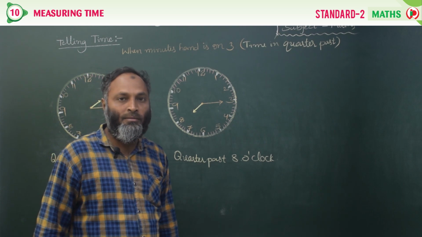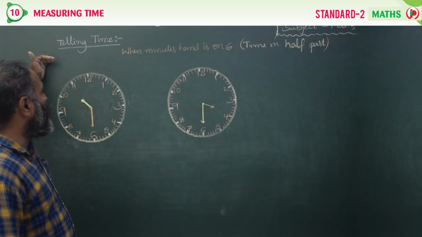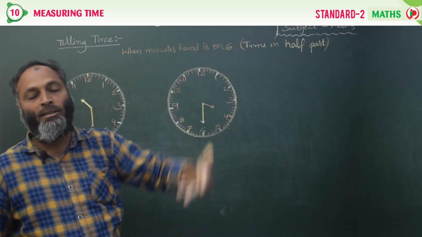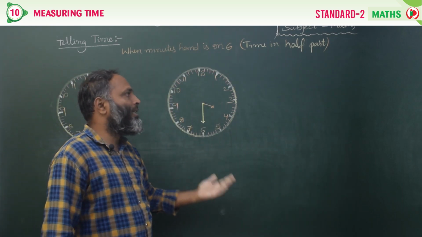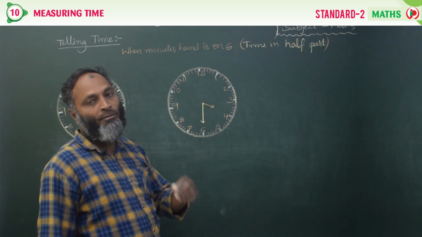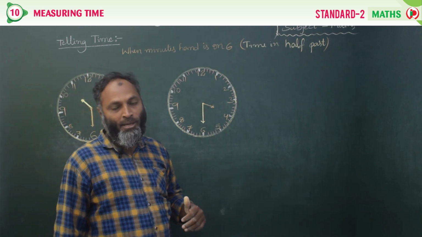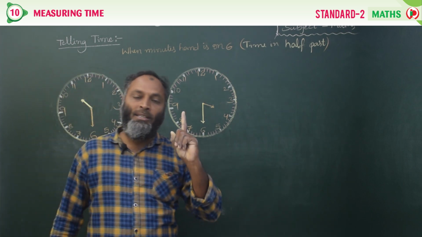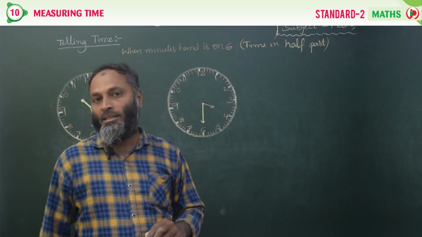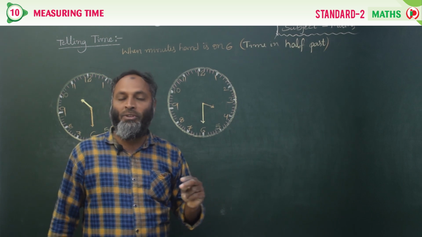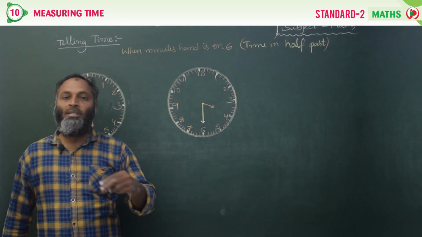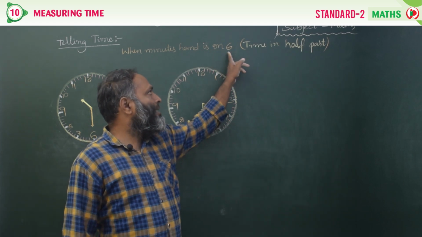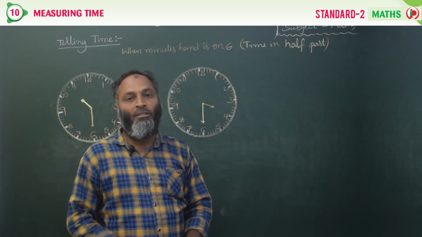Okay students, now in telling time, when the minute hand is on 6, how do we say the time? The time is half past. Before, we discussed that when the minute hand is at 12, the time is in hours. When the minute hand is at 3, the time is quarter past. Now if the minute hand is on 6, the time is half past.